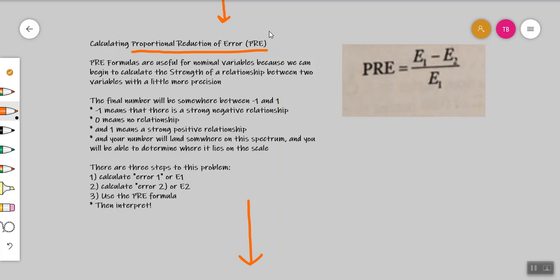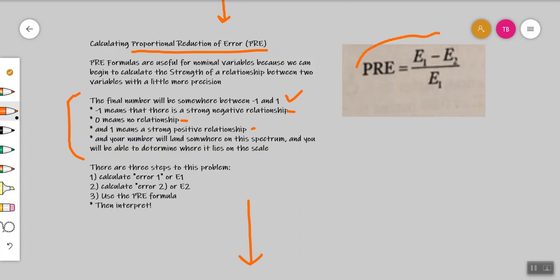So this one, instead of having a very large chi-square chart or z-table to look at, it's only going to be a very small chart, a small spectrum. And the number is only going to be between -1 and 1. The closer to -1 means a strong negative relationship. 0 means no relationship. And 1 means strong positive relationship. And we'll go more into that at the very end when I show the chart. It's just to keep it in mind.